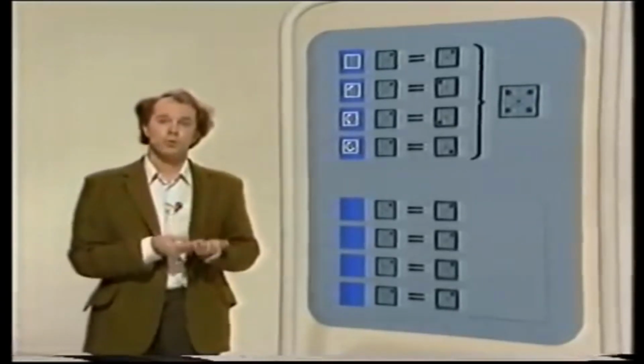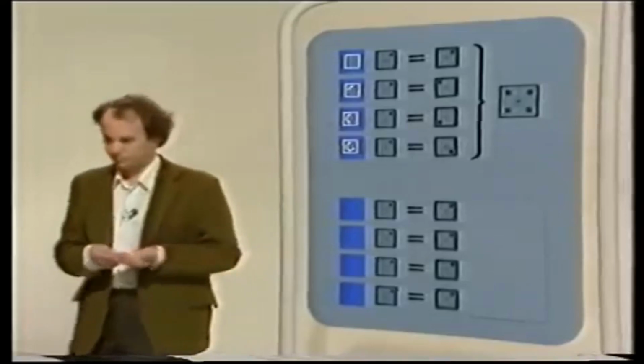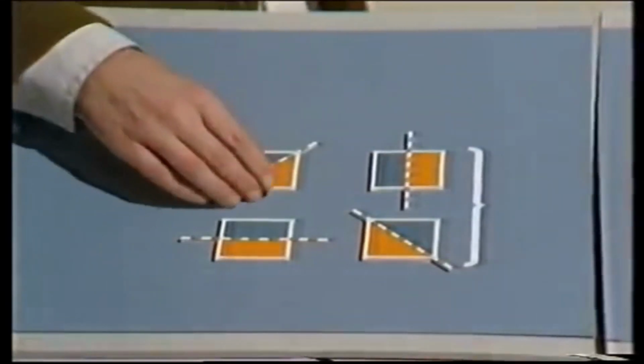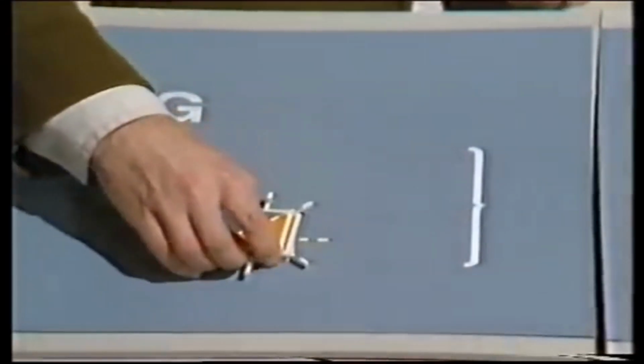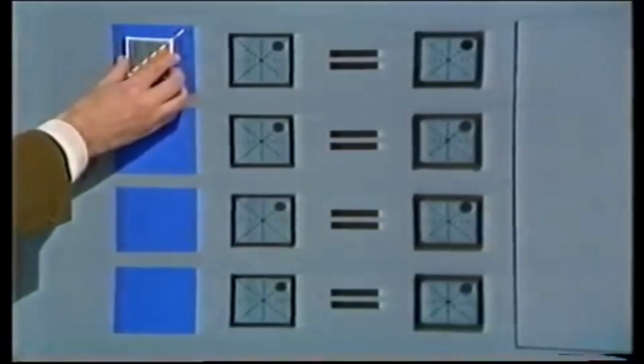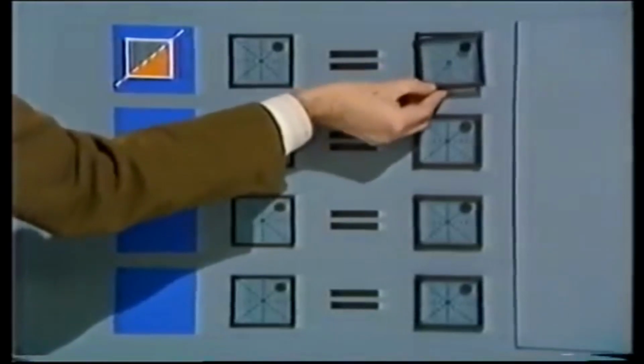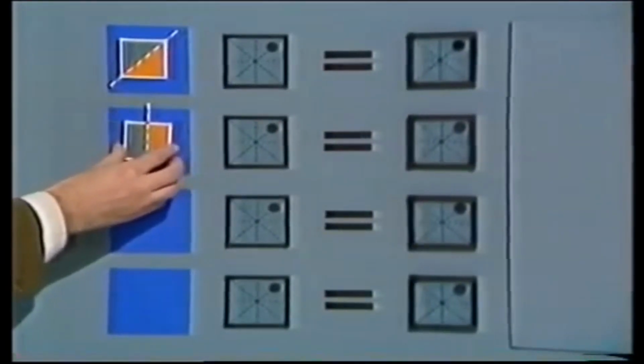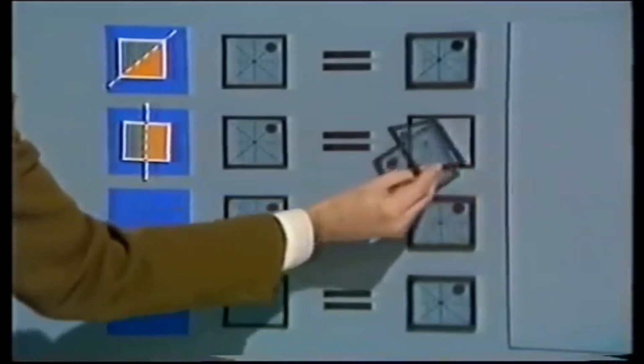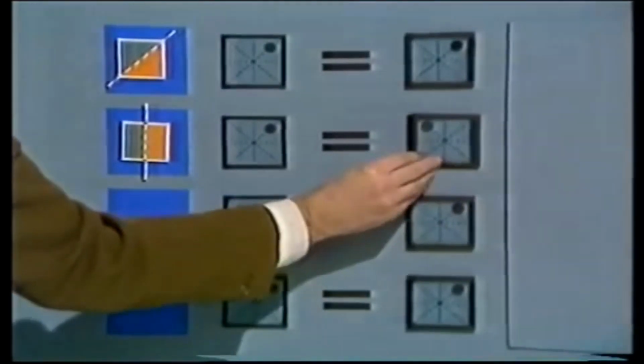There are also 4 reflections in the group. This reflection, this one, and this one. This reflection leaves the point fixed. This reflection brings it across to here.